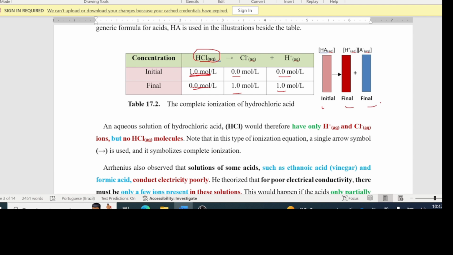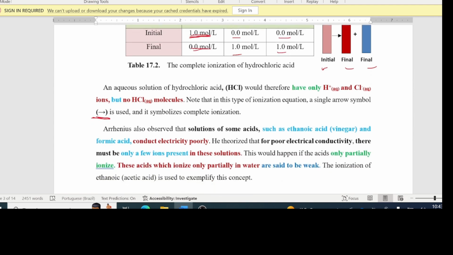It's like having, let's say, 100 pairs of magnetic marbles, where white marbles are bonded to red marbles. Initially, you have 100 pairs, but if you separate them, you're going to have 100 white marbles separate and 100 red marbles separate. So there's complete ionization. When there's complete ionization or complete reaction, you notice that we put an arrow going like that, okay? You'll see a double arrow coming sooner or later when there's incomplete ionization.